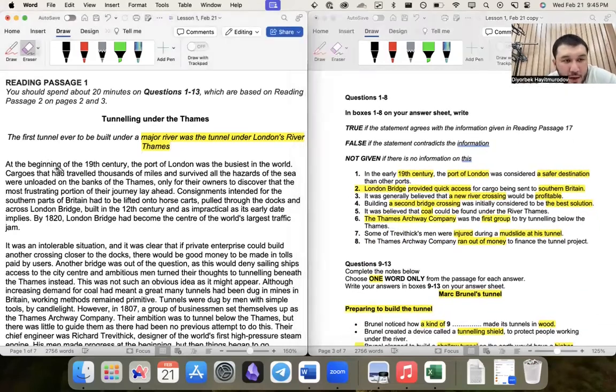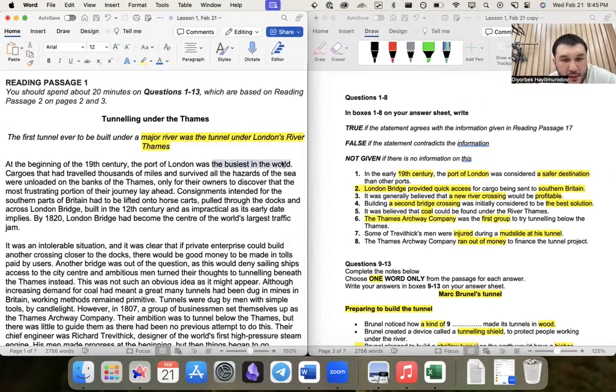At the beginning of the 19th century, the port of London was the busiest in the world. Cargoes that had traveled thousands of miles and survived all the hazards. Can you tell me what hazards means? Dangers, exactly. The cargoes that survived all the dangers of the sea were unloaded.